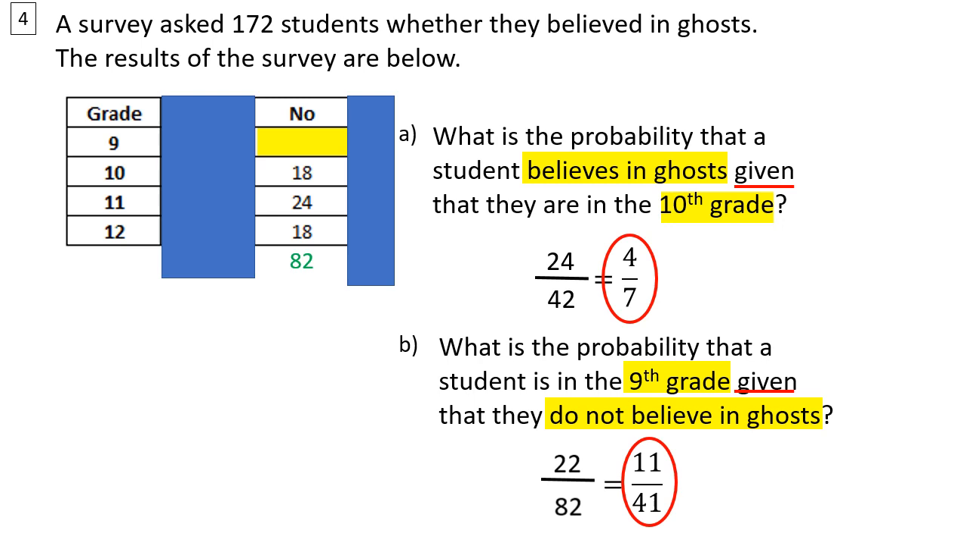Conditional probability on a two-way table, pretty much always the same thing. It's that and over given.